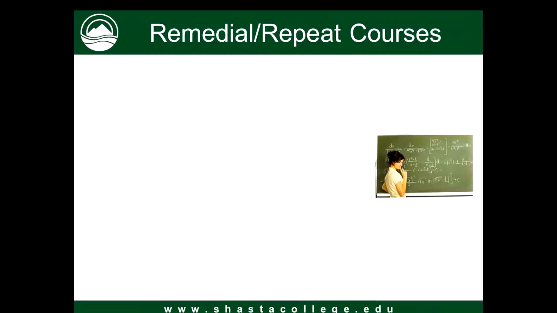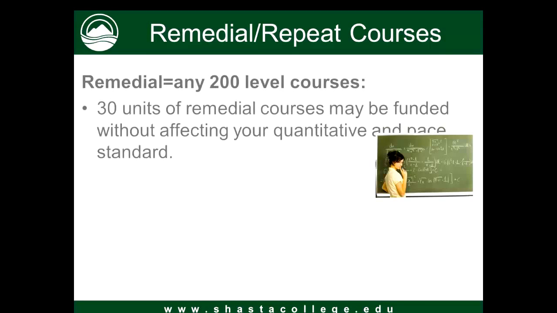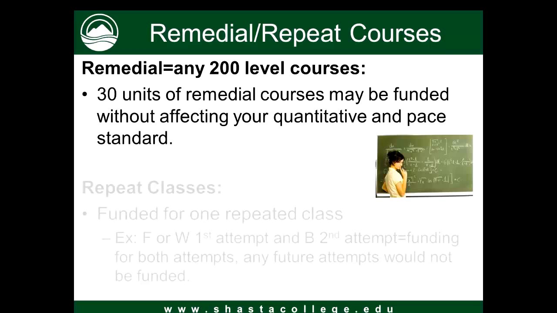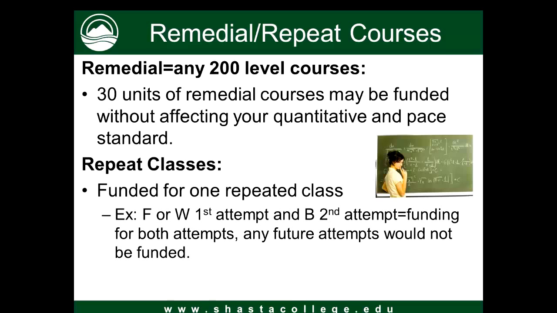Two more important items to cover are how remedial and repeat classes play into the SAP evaluation. Remedial classes are any classes that are at the 200 level, and up to 30 attempted units can be funded without affecting your PACE or quantitative standard. Any 200 level courses after that will affect your PACE and quantitative status. In regards to repeat classes, you can be funded twice for one class. For example, if you receive an F or W your first attempt and a B the second attempt, any future attempts would not be funded.